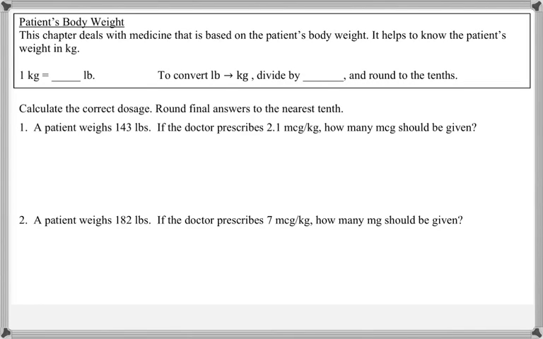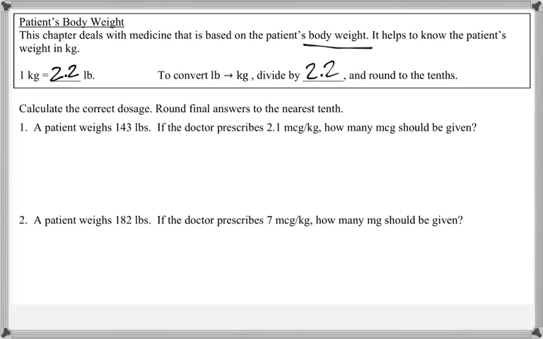This chapter deals with medicine that is based on the patient's body weight, and it's going to help to know the patient's weight in kilograms. So 1 kilogram is equal to 2.2 pounds. And to convert from pounds to kilograms, we need to divide by 2.2 and then round to the nearest tenth. So at this step, we always round to the tenths.